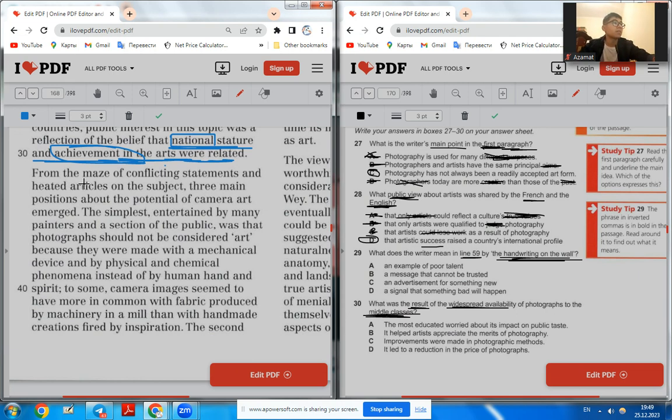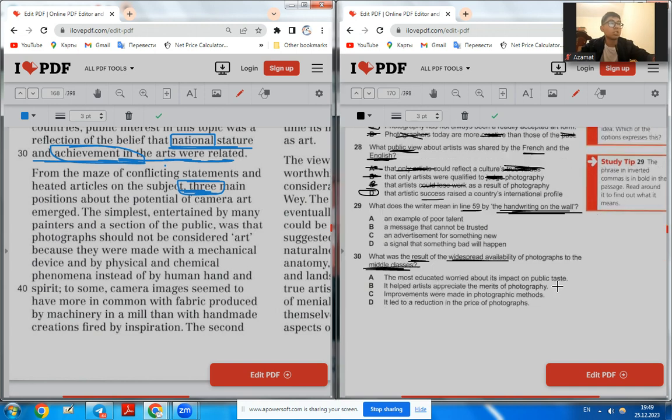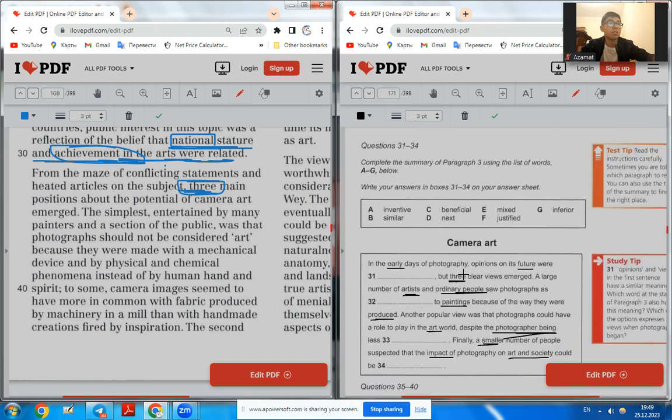From the maze of conflicting statements and heated articles on the subject, three main positions about the potential of camera art emerged. If you remember, in summary completion questions we had three, right? Three clear views, three main positions. Because three was an unchangeable keyword, it was so easy for me to locate it.